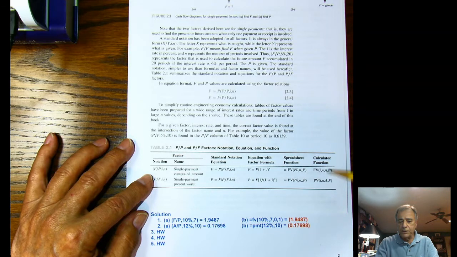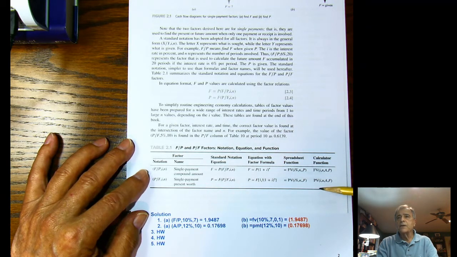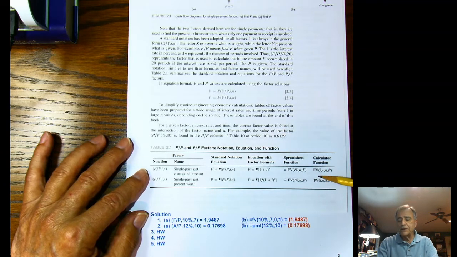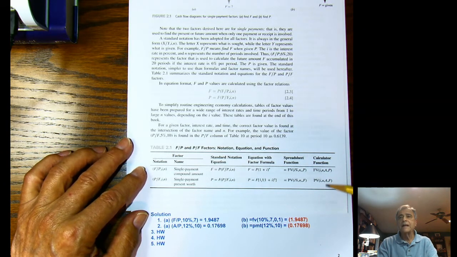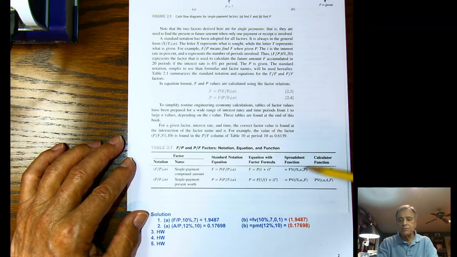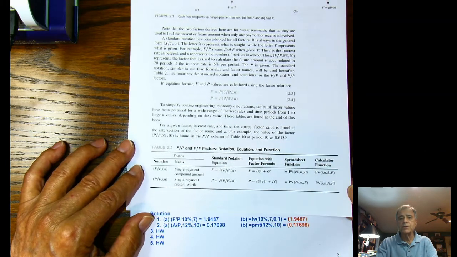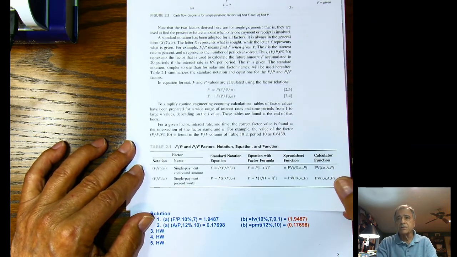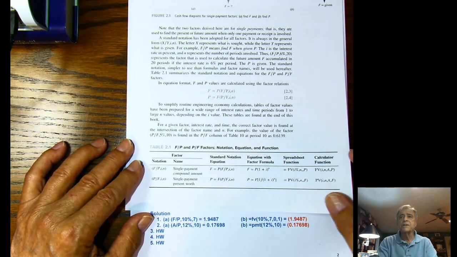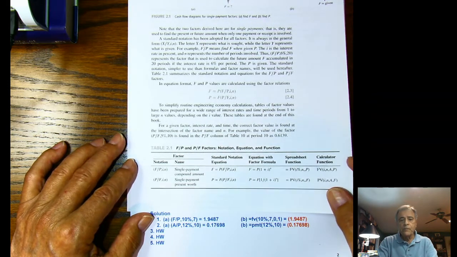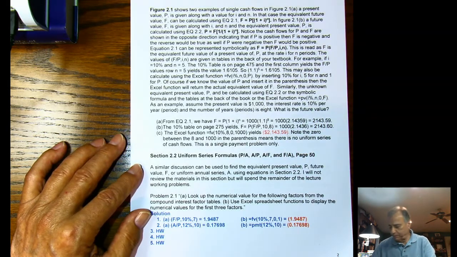And if you use a spreadsheet function, the future value F is called FV. And then the author talks about a calculator function. We'll talk about that a little bit more. We want to talk about it more specifically with respect to Excel spreadsheets as well, not just generic spreadsheets. So we'll do that in a little bit.